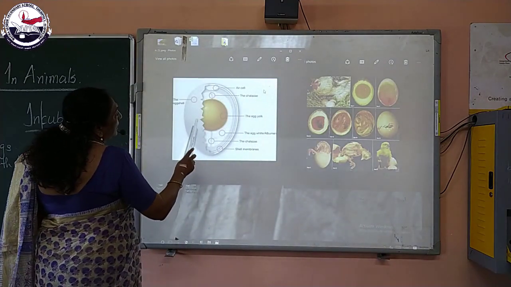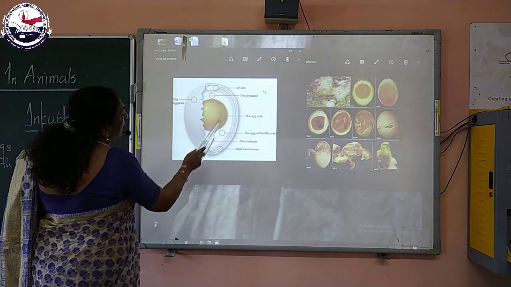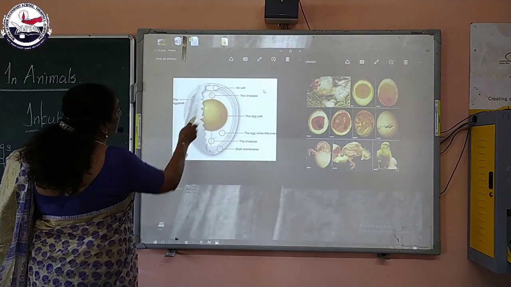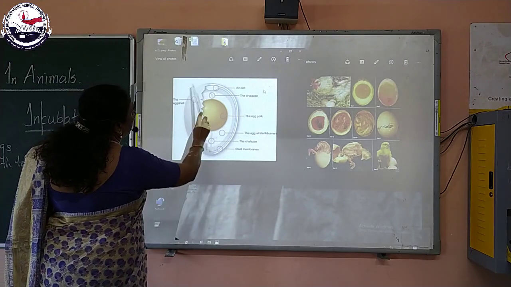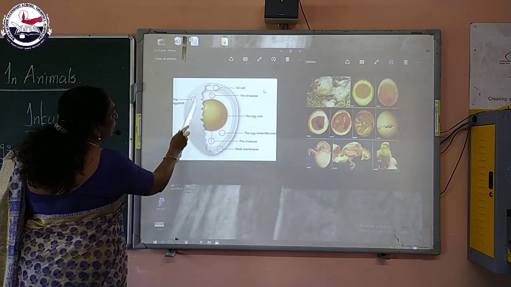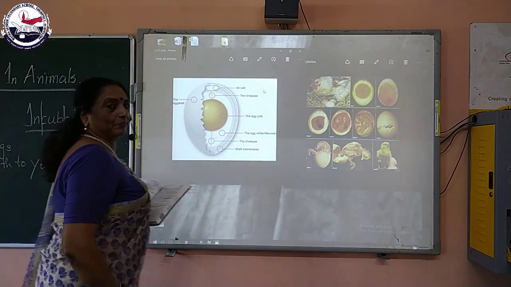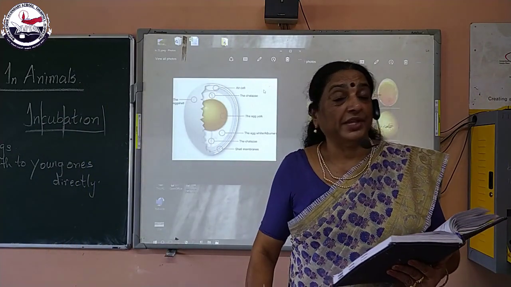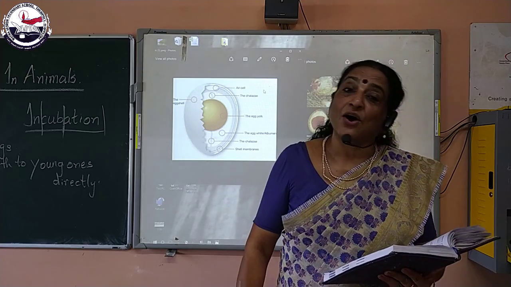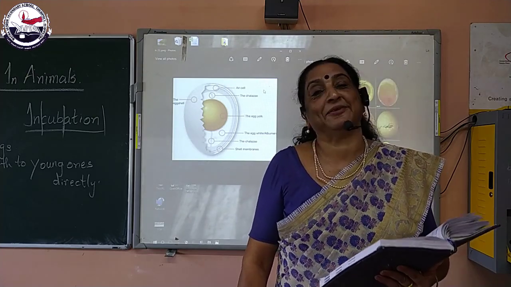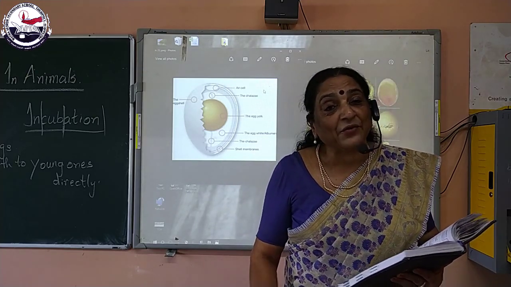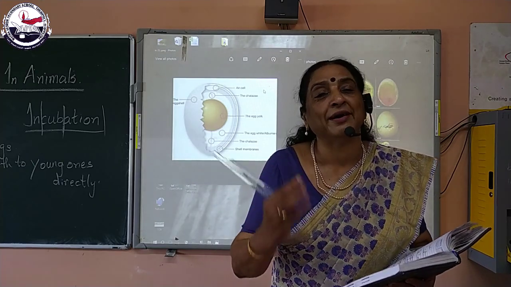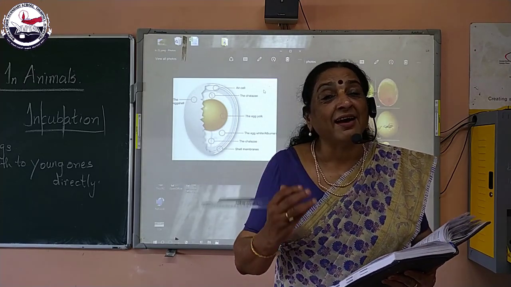So, see, the egg has an outer covering. The egg has an outer covering called the egg shell. There is an outer covering for the eggs. That is called egg shell. What is that outer covering of the egg called? Eggshell. It is hard.